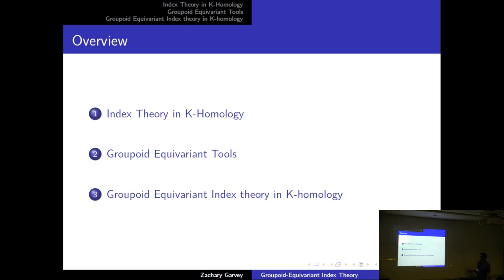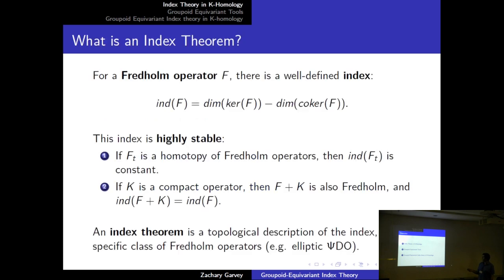Okay, so I'm going to break this talk up into 3 parts. So the first part, I just want to talk about index theory and what an index theorem is to me. And then I want to talk about Groupoid-Equivariant tools that are used to generalize the tools that are in the non-equivariant case. And then I want to talk about what an index theorem would look like in a G-equivariant case using these tools. So the first thing I'll mention is Fredholm operators, because anytime we're talking about index, we're typically talking about the Fredholm index.